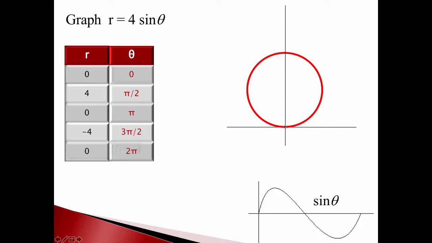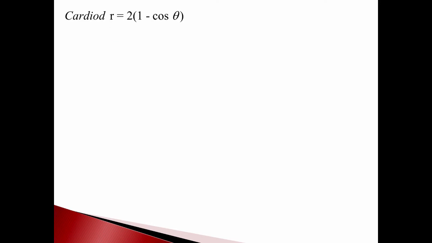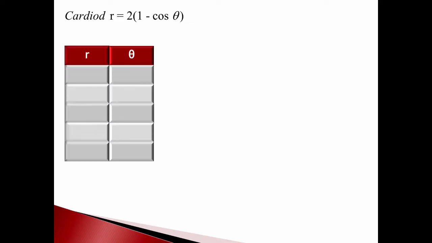This is a useful graph to remember because graphs of circles like this will show up very often in our homework. So next up is a cardioid. We'll see why we call this sort of thing a cardioid in a second. But we make our same table again with r's and thetas.